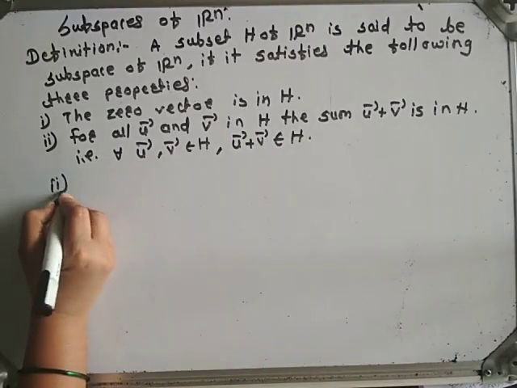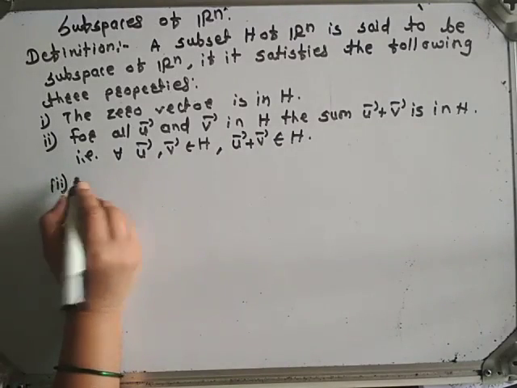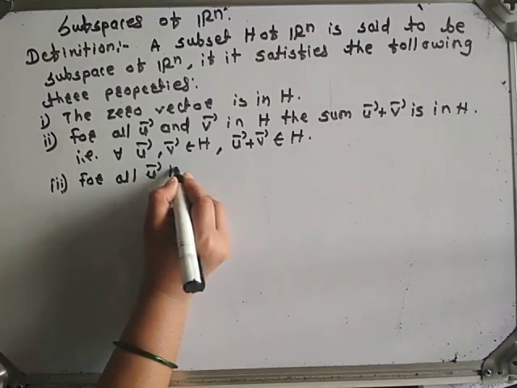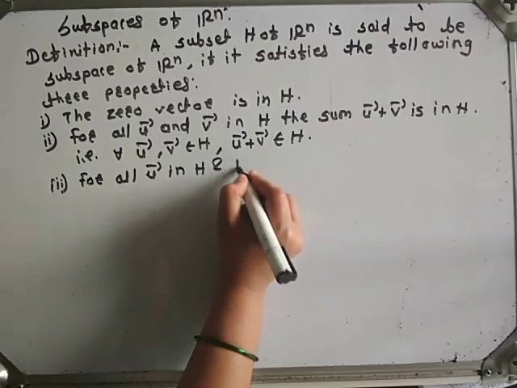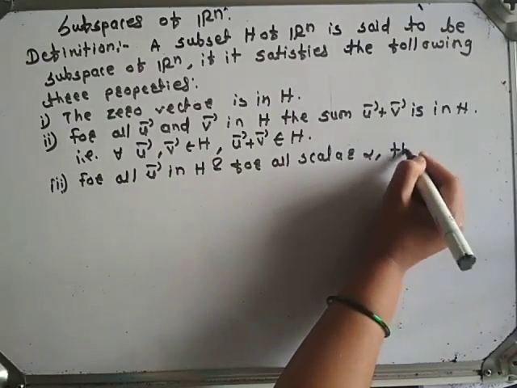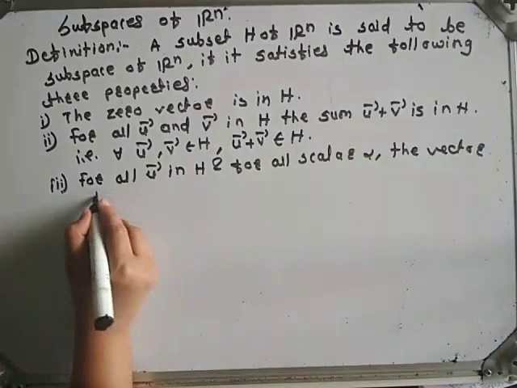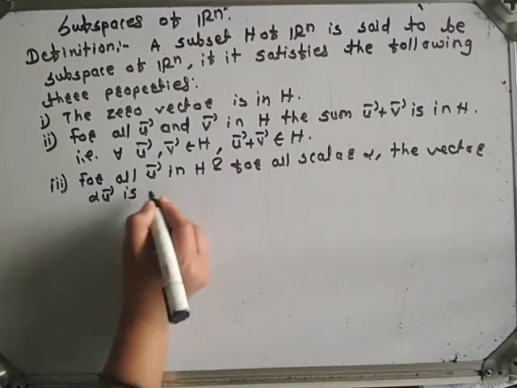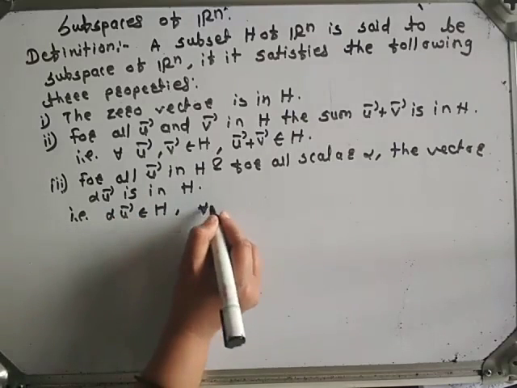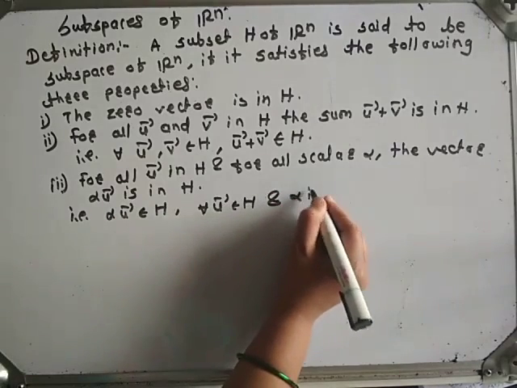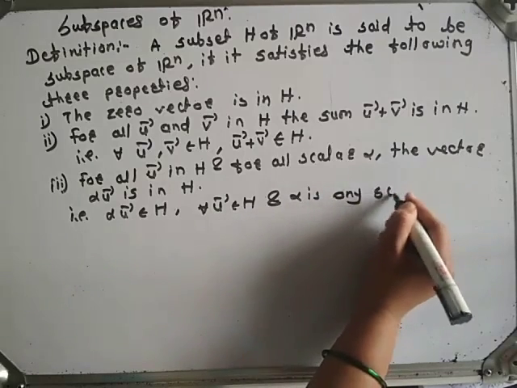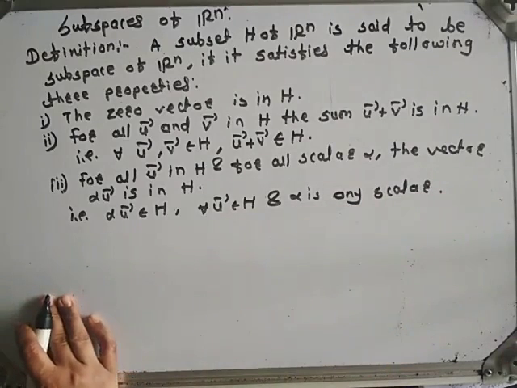Okay. Third one is for all u bar in H and for all scalar alpha, the vector alpha into u bar is in H, that is, alpha into u bar belongs to H for all u bar belongs to H and alpha is any scalar, or alpha belongs to the set of all real numbers. Okay.